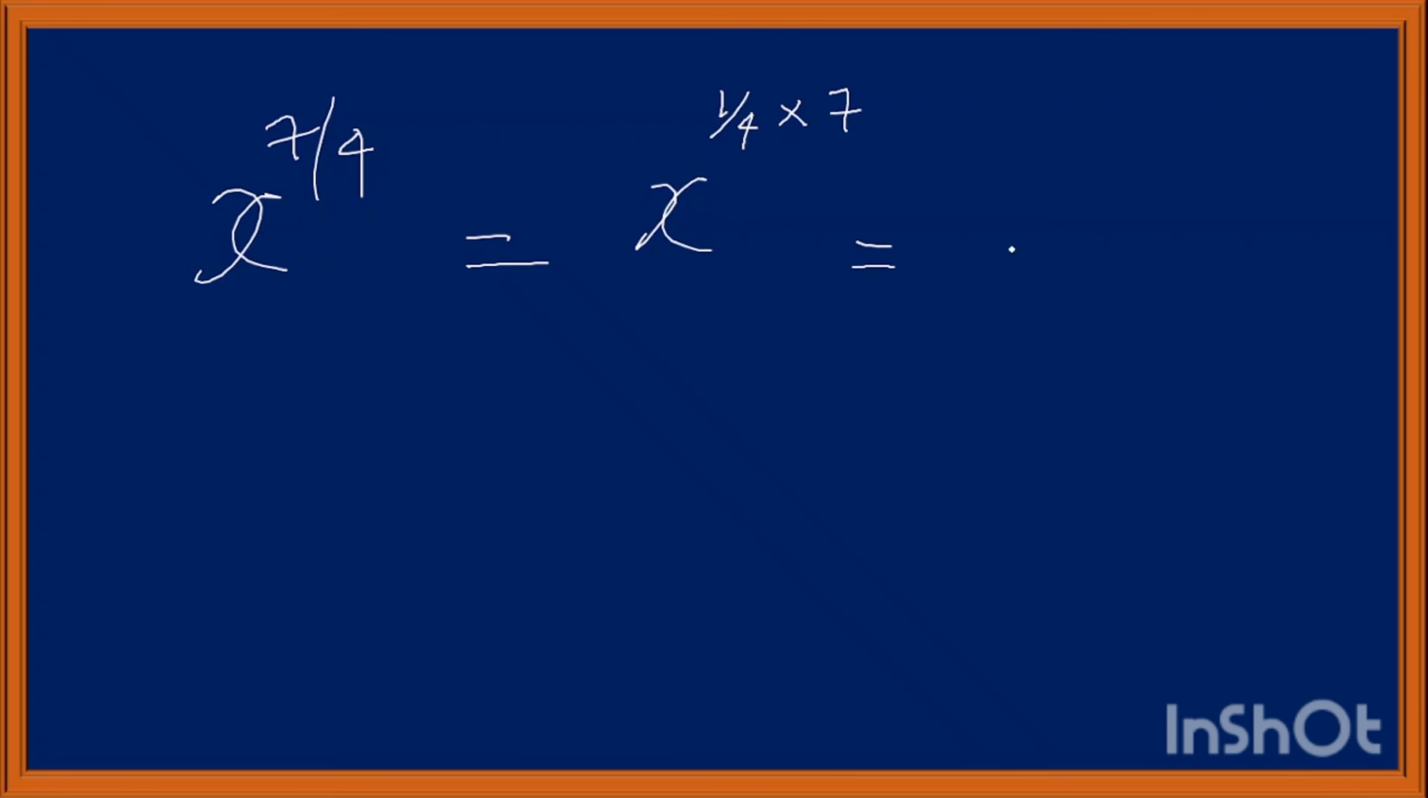Another example: say I have x to the power 7 over 4. This is the same thing as saying x raised to the power 1 over 4 times 7. And this is the same thing as saying x raised to the power 7 over 4. Yes, so this is the same thing as saying the fourth root of x to the power of what? 7.